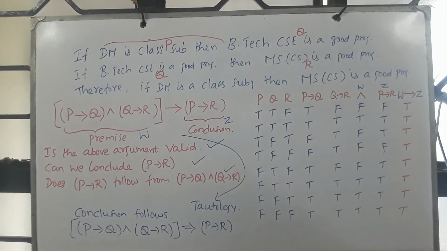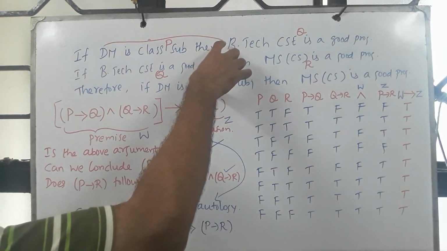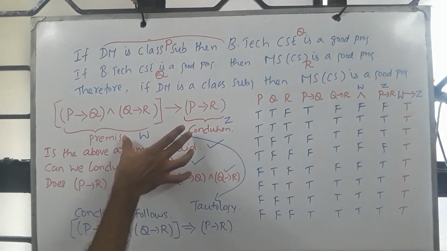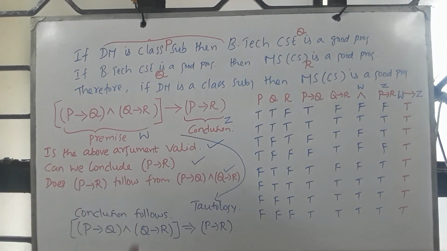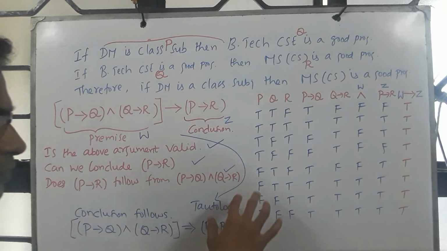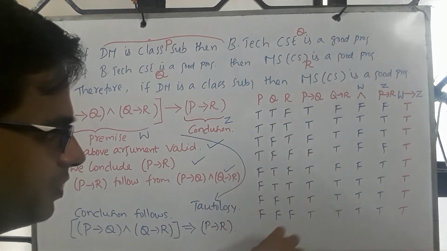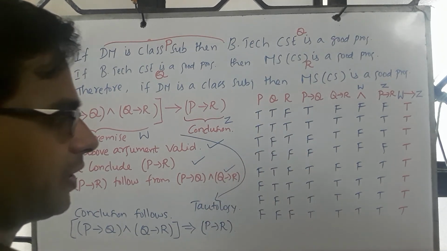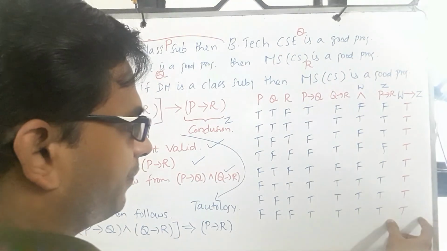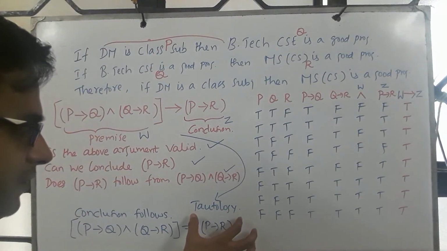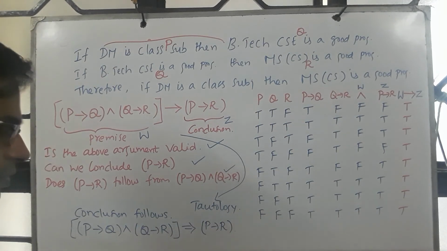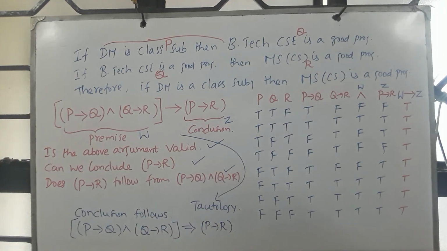So what have we done? For an argument of this type, represent it using propositional variables and identify the premise and the conclusion, and then switch to a truth table and look at all possible values of propositional variables. If the expression evaluates to true everywhere, then the expression is a tautology. We can say the conclusion follows, or P imply Q and Q imply R implies this.